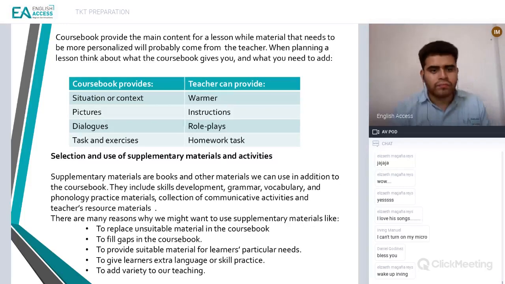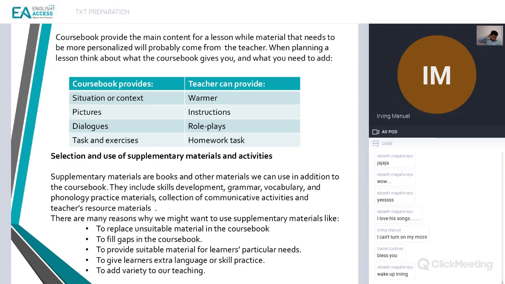Supplementary materials are books and other materials we can use in addition to the course book. They include skills development, grammar, vocabulary, and phonology practice materials, collection of communicative activities and teachers' resource materials.